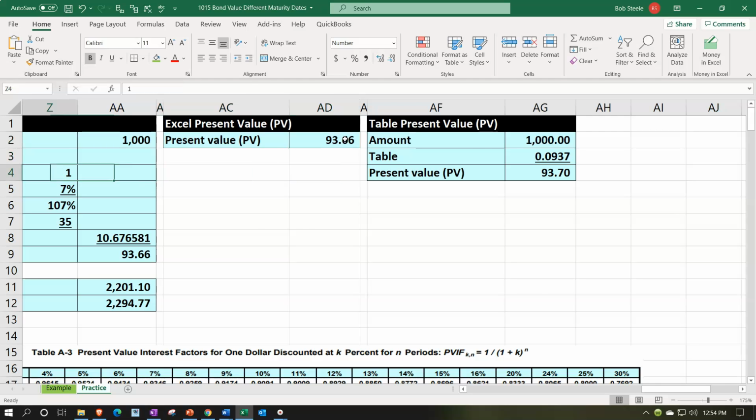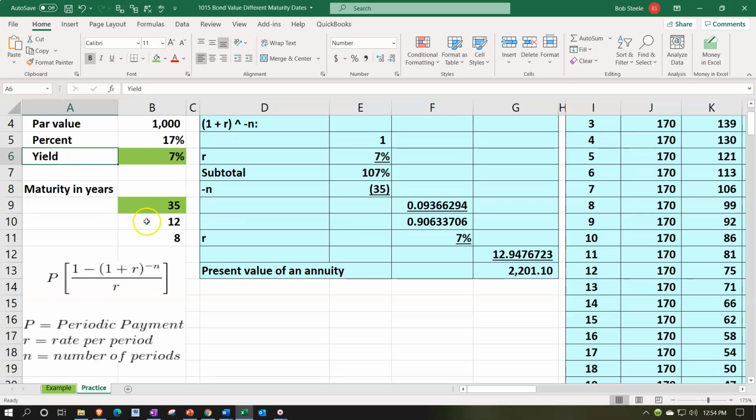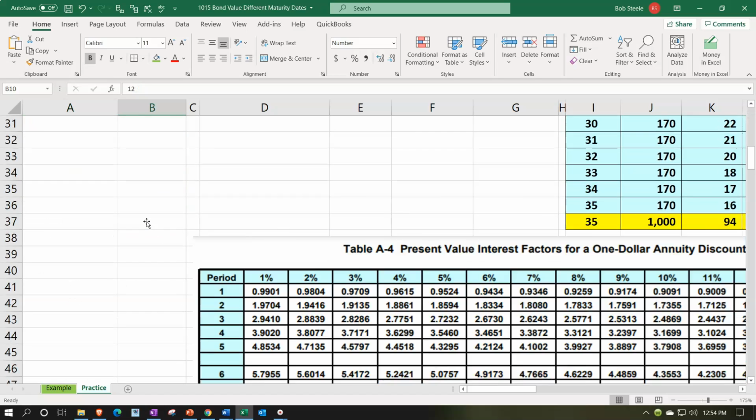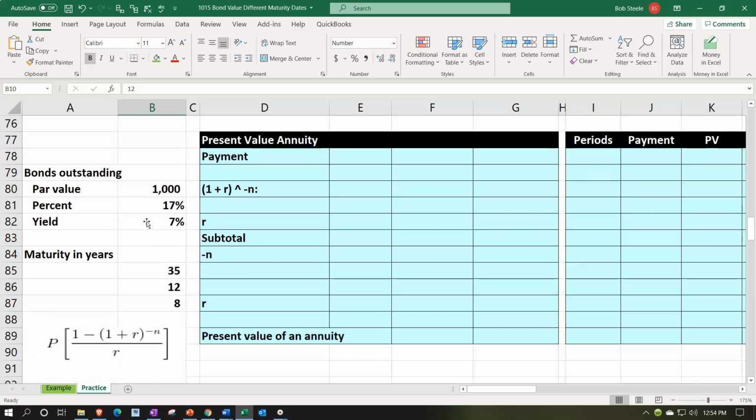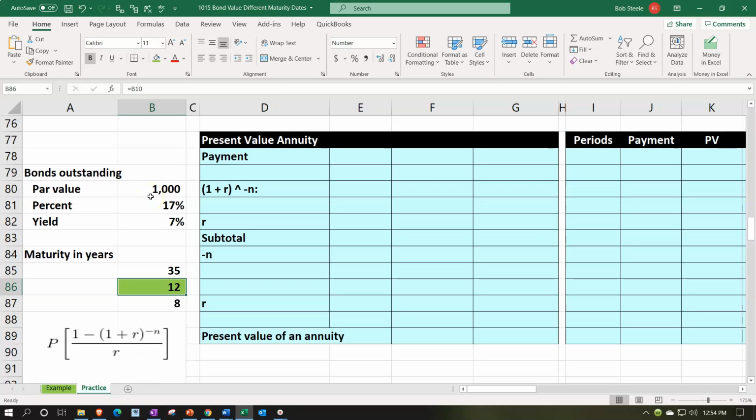Let's do it again. Now I'm going to go all the way to the left. I'm in column A. Then I'm going to scroll down where we're going to then move to the 12 years. Same stuff, except we're just changing from 35 to 12. I'll make that green. We're on option 2 this time, and we can see the change in the price as we do so. So same calculation.